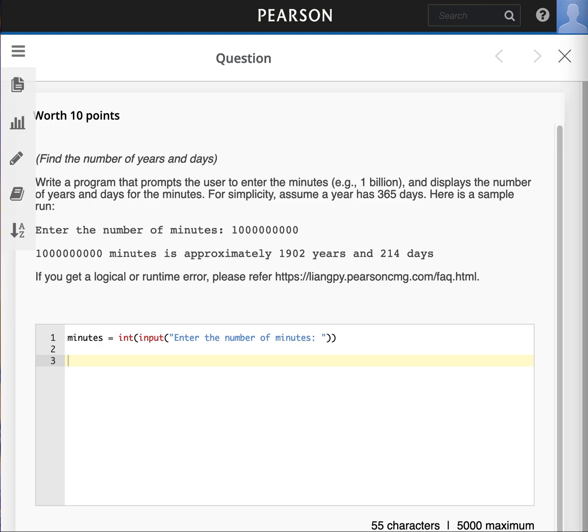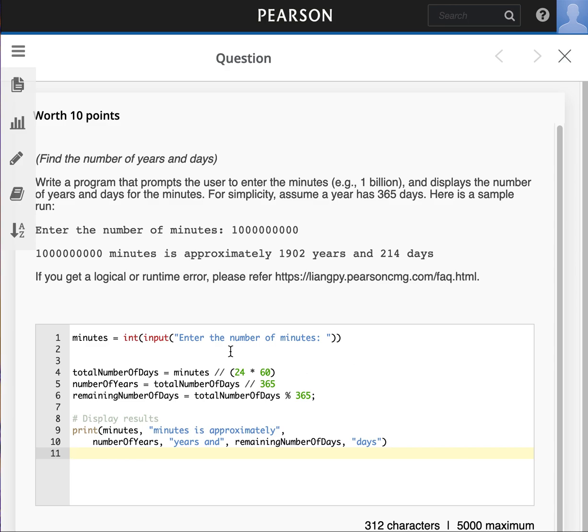Now the next part is calculating the actual years and days. So how are we going to do that? Well, we'll take the minutes that the user provided, and then divide it by hours and by minutes. This is going to tell us how many days there are. Then we take the number of days, divide it by 365, and we'll know how many years are in this number. And then finally, we're going to take the total of days and use the modulo operator to get the remainder, which would be just the days themselves.